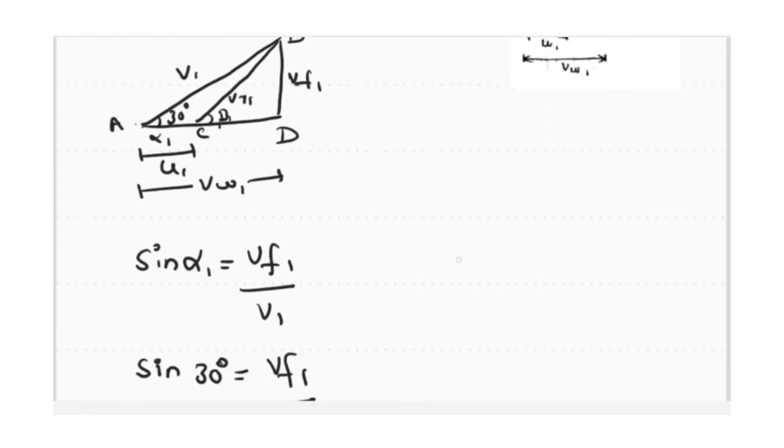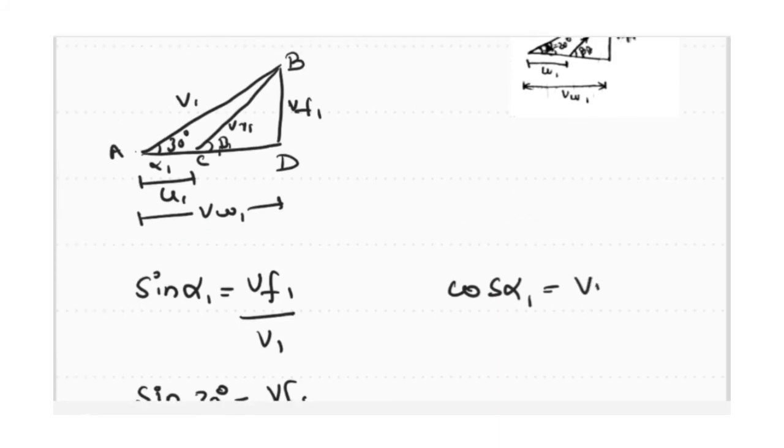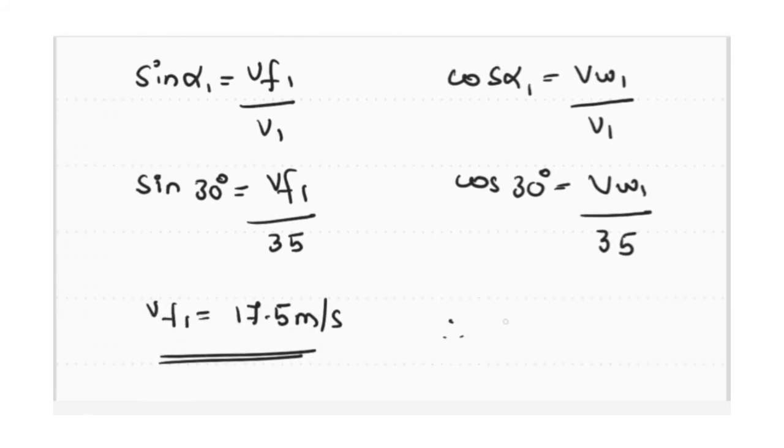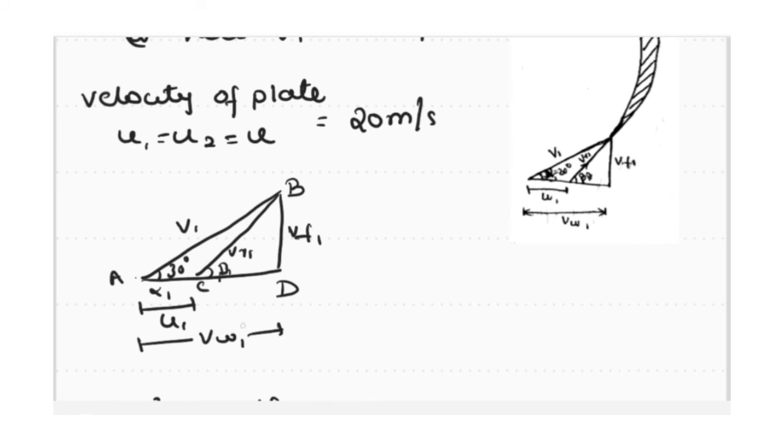Similarly I will apply cos alpha 1 to the same triangle. The adjacent side is VW1 and the hypotenuse is V1. So cos of 30 degrees is equal to VW1 divided by V1, which is 35. Therefore VW1 is equal to 30.31 meter per second. Now we have calculated this value.